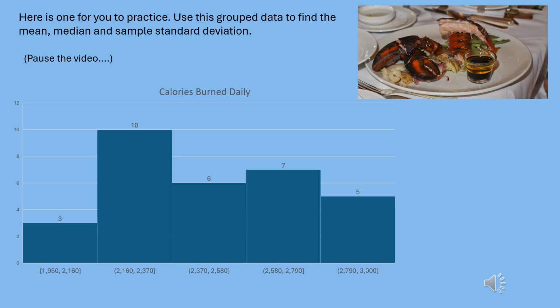So here is a set of data for you to practice. We're going to use this group data about calories burned daily, and we will let you practice with these 5 categories in estimating the mean, the median, and the standard deviation for the set of data. So again, we do not have the full set of data. Instead, the data has been organized in these 5 categories. But with that organization, we'll be able to get a reasonable estimate of the mean, the median, and the standard deviation. So pause the video and work out the 3 values like we did in the previous examples.